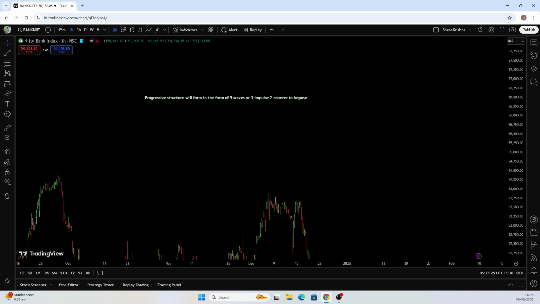When the price moves, there are 3 impulsive structures. This is an impulsive structure, and there is a counter structure, that is A, B, and C. So there are counter structures. These counter structures are corrective patterns of the same impulse structure. So this becomes 1, 2, 3, 4, and 5.